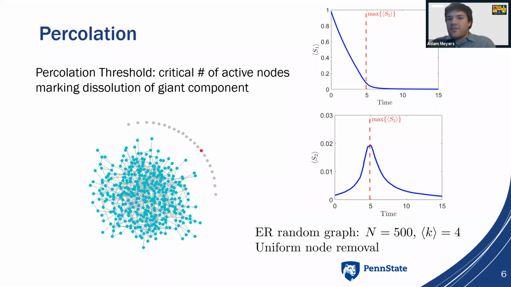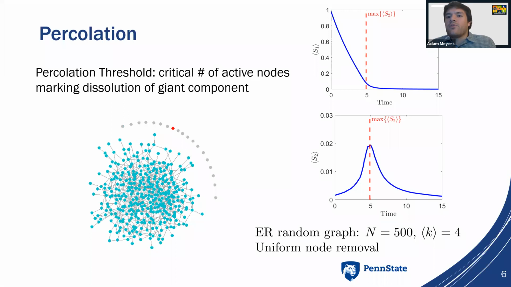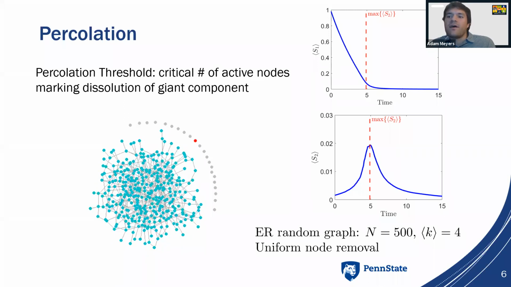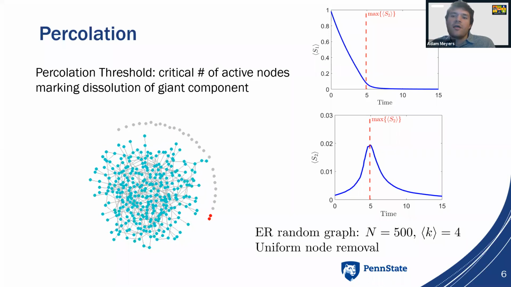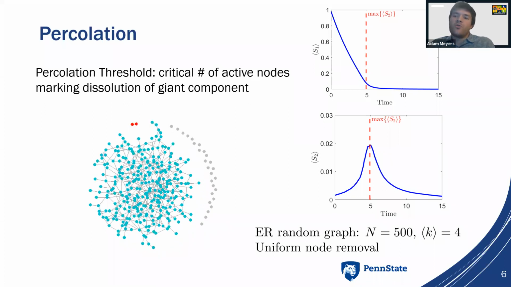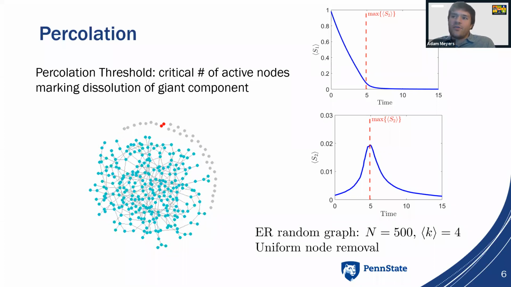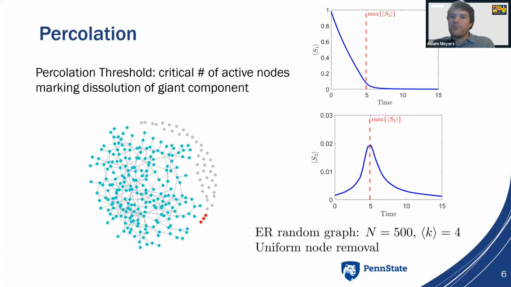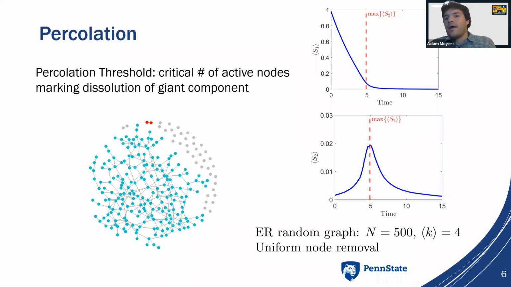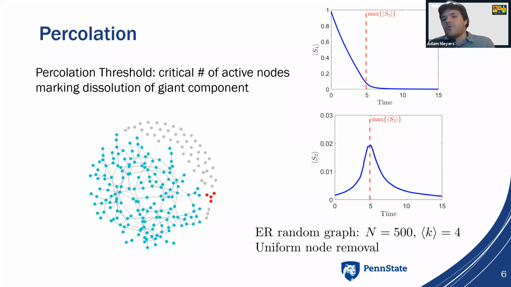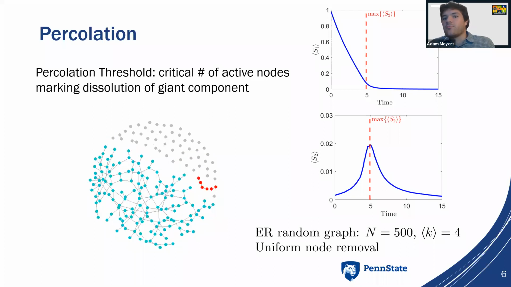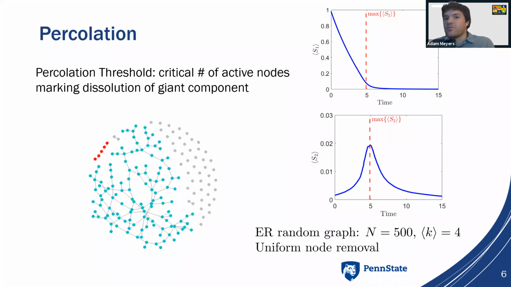An illustration of this is this video. We start with an Erdős-Renyi random graph on 500 nodes with average degree 4. And this is subject to uniform node removal. This particular video is showing nodes being removed 5 at a time. The blue nodes are the nodes belonging to the largest component. Red nodes belong to the second largest component.